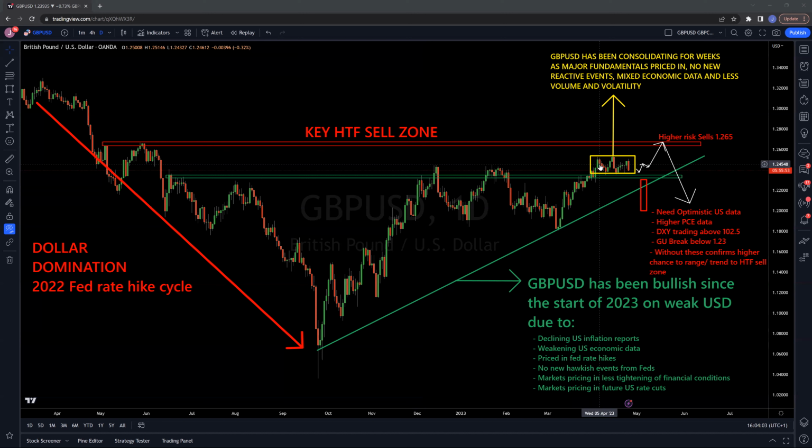Dollar has been more mixed. Equities have been ranging, volatility index ranging, gold ranging. We're seeing less volume and volatility across the board.